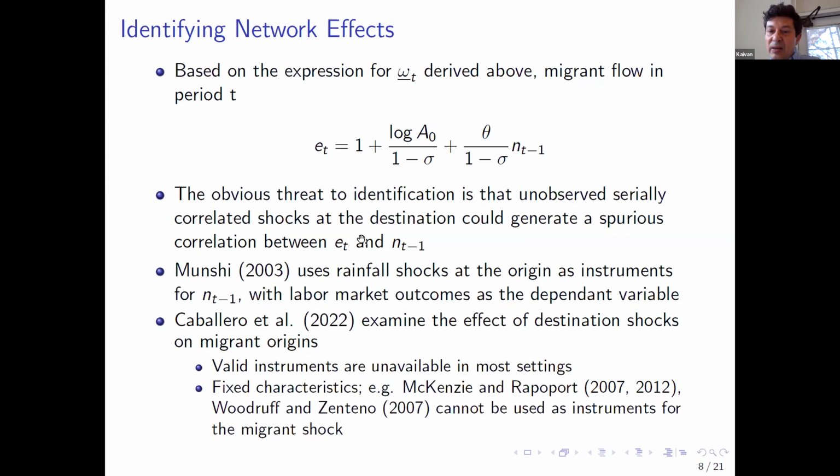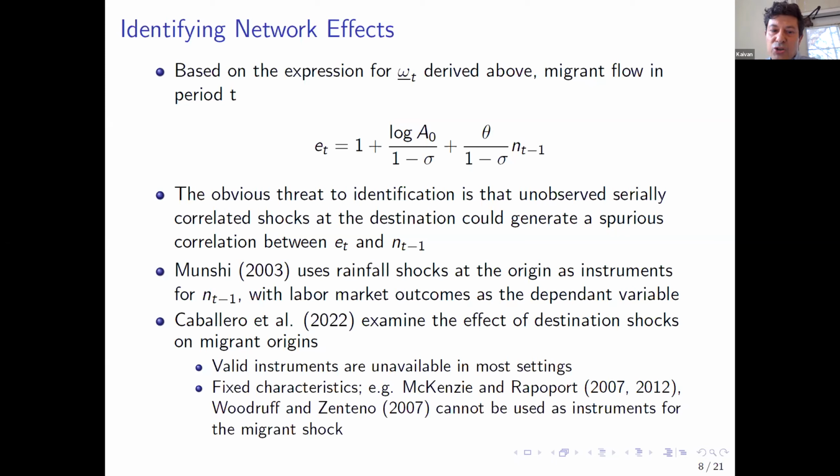Okay, now what Maria Esther is going to do in the paper that she presents is to examine the effect of destination shocks on migrant origins. Okay, in my case, I was looking at shocks at the origin and looking at the effect of that on outcomes at the destination. She does the reverse. But in general, if you really want to do this correctly, you need to be searching for these kinds of exogenous shocks. And her presentation will give you a good example of cutting edge research that does this kind of thing. The problem is that there are many environments in which valid instruments will be unavailable.